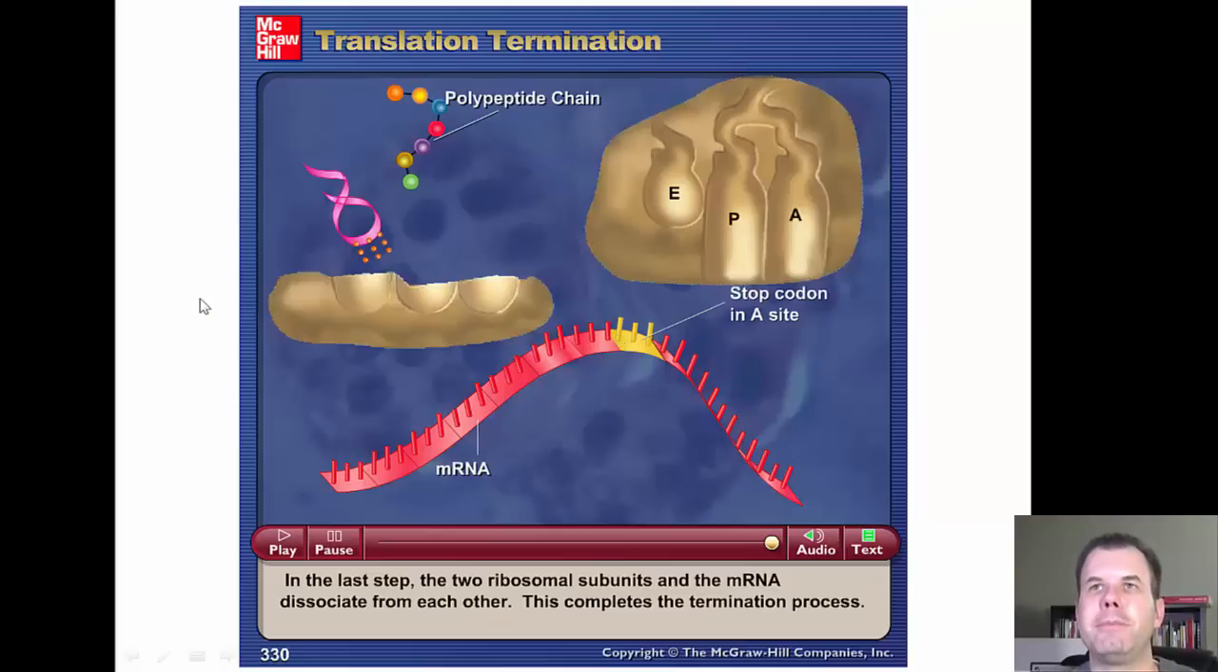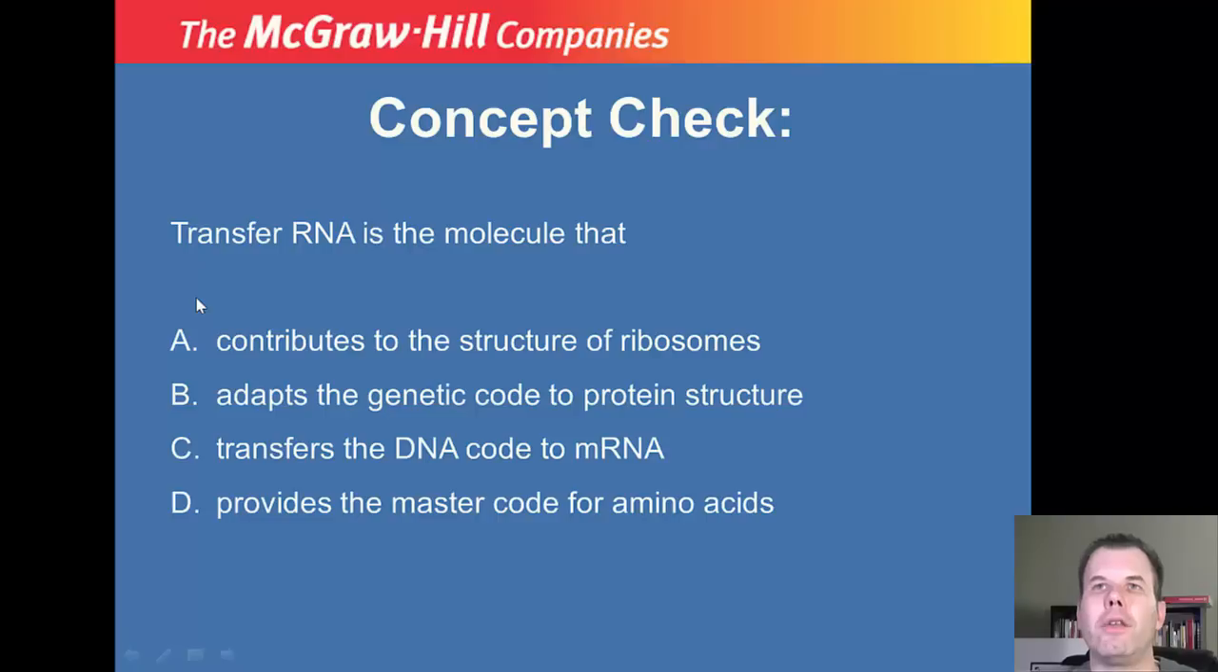All right, it's termination. Okay, so what is the tRNA as a molecule? What does it do? Does it contribute to the structure of the ribosomes? Does it adapt the genetic code to the protein structure? Does it transfer the DNA code to the mRNA? Does it provide the master code for the amino acids? What does the tRNA do? Now, it's not written very well here, so I'd like to change it, but I can't. So what do you think that this does?